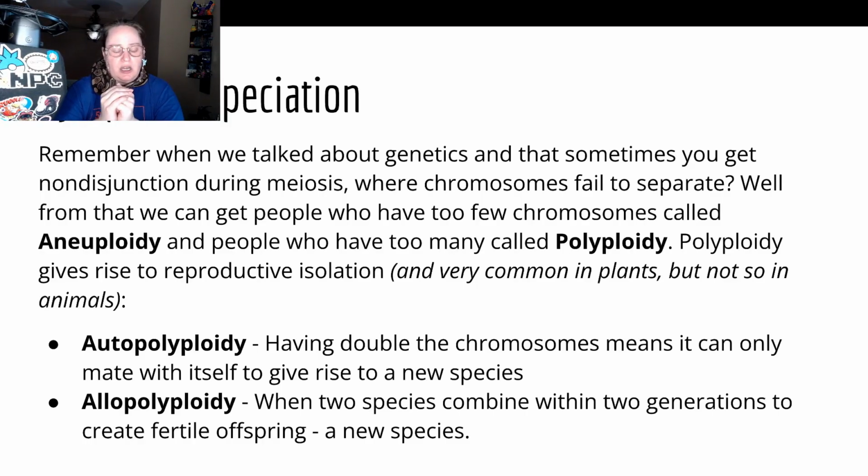Allopolyploidy is when two species combine within 2 generations to create a fertile offspring, which is a new species. So again, sympatric speciation usually starts on a genetic level and then builds up, especially in the plant kingdom. Now, I said plant kingdom does this. Yes, it do. And we have seen it in reptiles. We have seen it in other places too.